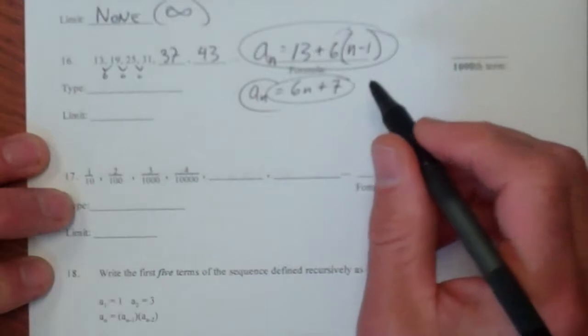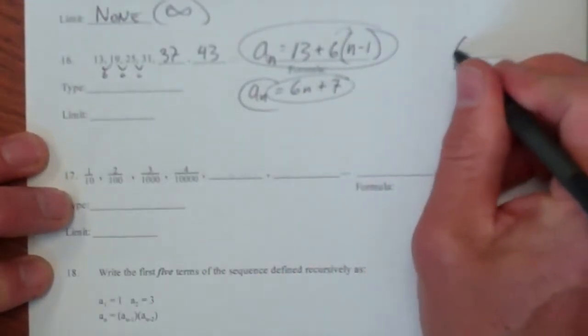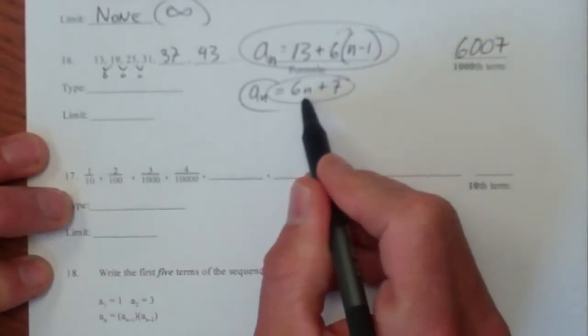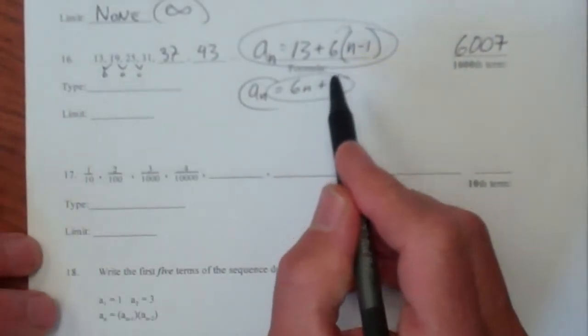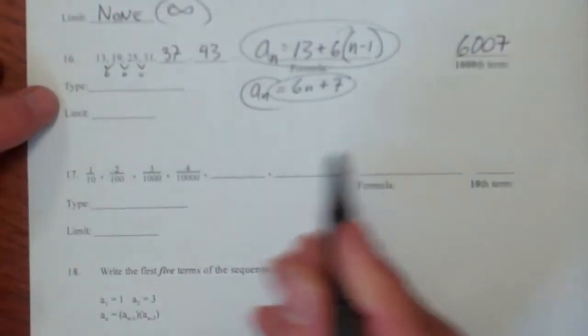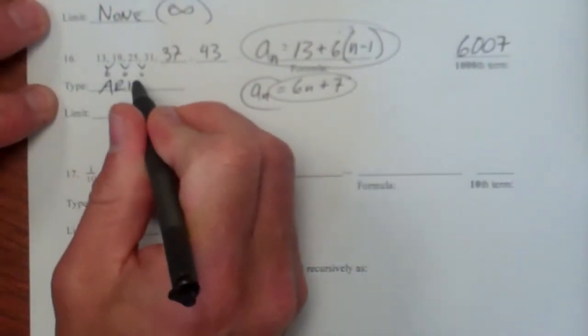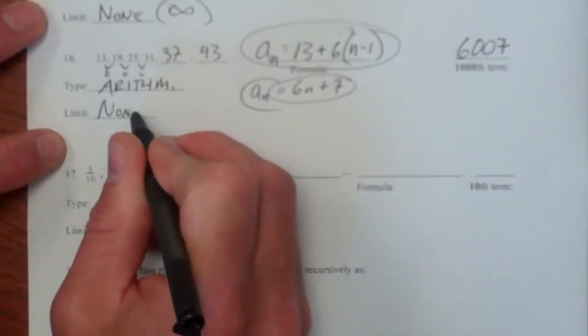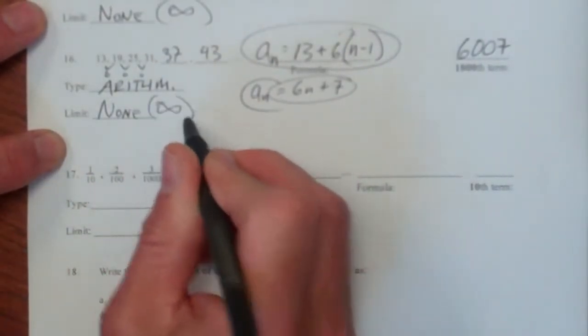All right. So now for 1,000, this is much easier. You can see this is 6,007 when I put in 1,000 right there. Here you still get the answer. It just would take you a little bit longer to do the math. This is an arithmetic, and there is no limit. It does keep getting bigger and bigger and bigger.